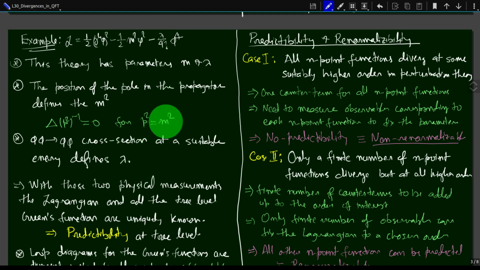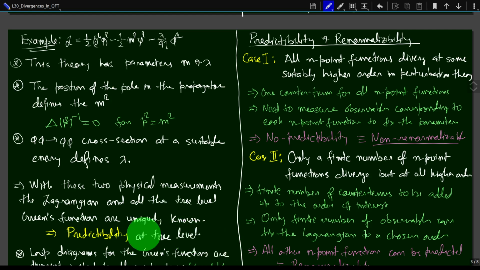So once I have measured m and lambda, these two physical measurements are directly related to two parameters, and then all the n-point Green's functions in this particular theory at tree level are uniquely predictable from this knowledge. So this is called predictability at tree level.